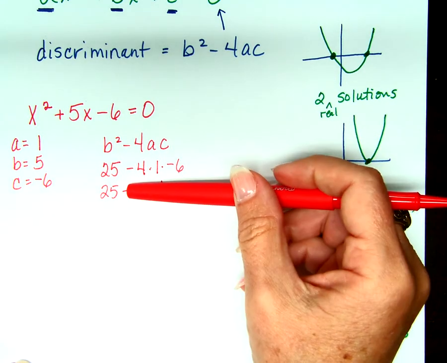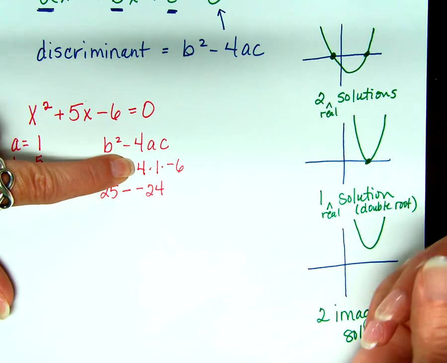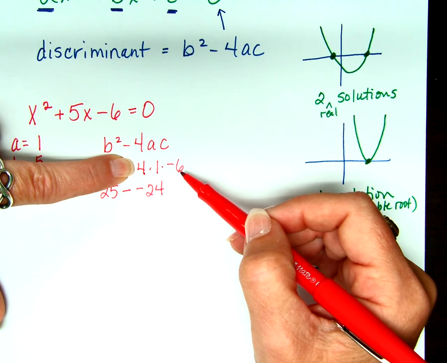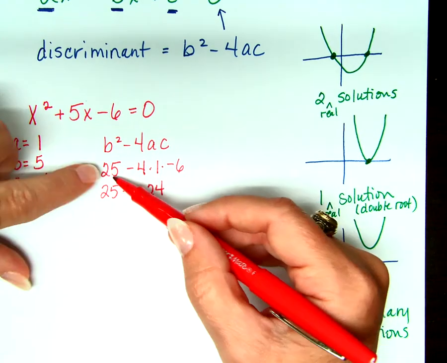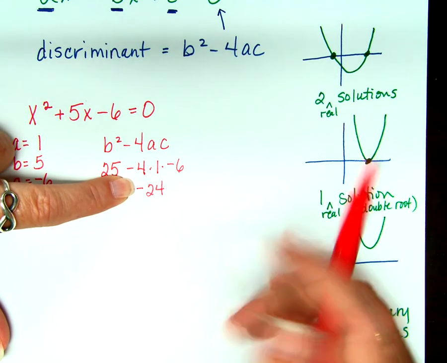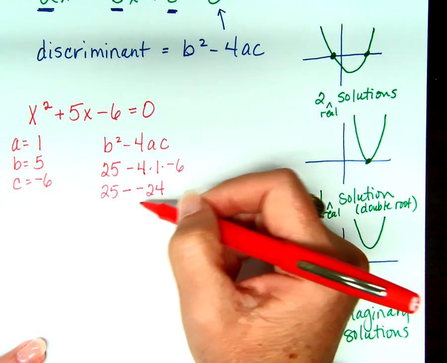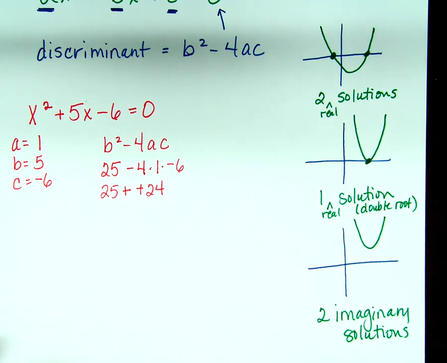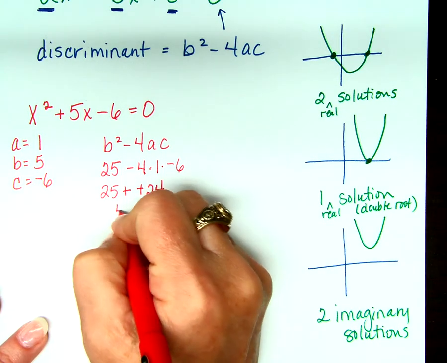Now, did you notice what I did? I wrote down 25 minus, and I took care of that. So what I had left was 4 times 1 times -6. If you're not careful, that negative sign is going to mess you up. So I wrote down 25 minus and got it out of my head. And then 4 times 1 times -6 is -24. Well, what happens now? I'm adding, right? Because minusing a negative is adding. What is 25 plus 24? 49.